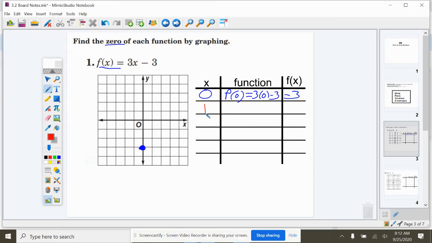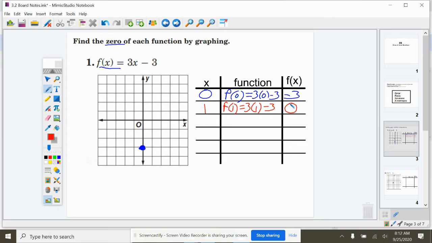Let's pick another point. How about 1? Because we just want to be easy. Then my function is now f of 1, because we picked 1, equals 3 times 1 minus 3. To find my f of x, we need to do the math. What's 3 times 1 minus 3? 3 times 1 is 3. 3 minus 3 is 0. So I have a point at 1, 0.